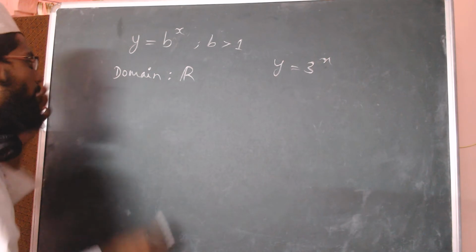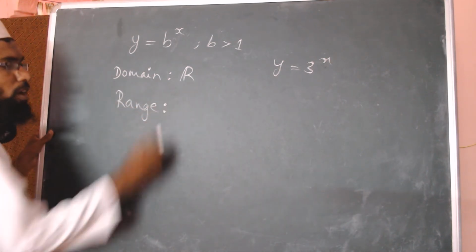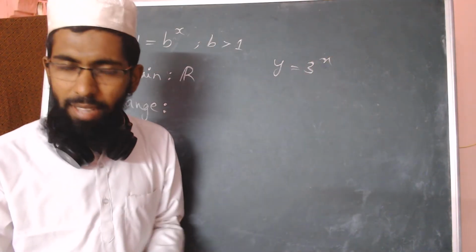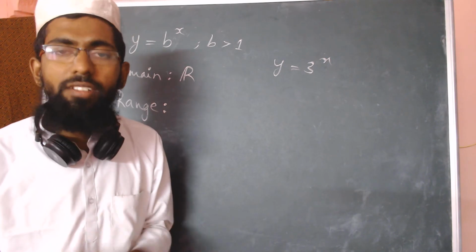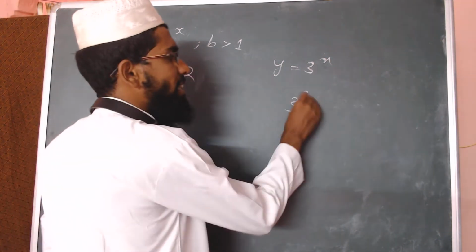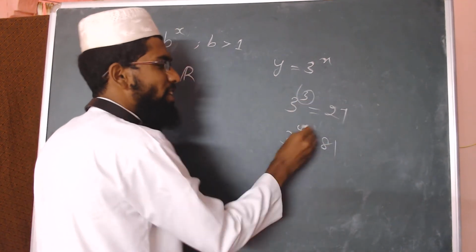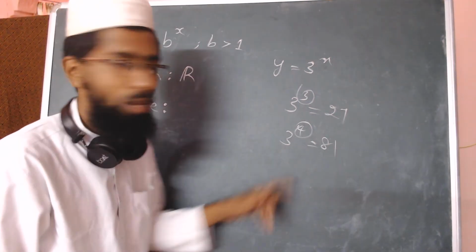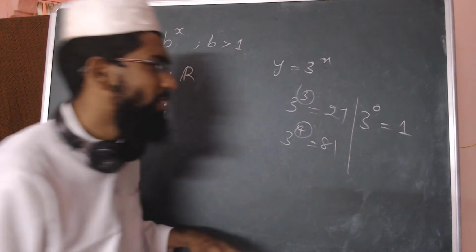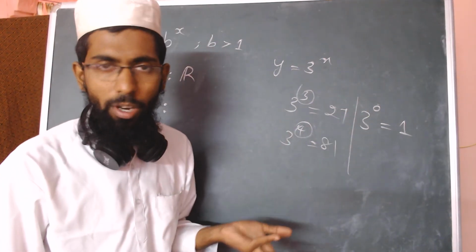Now the range. Whatever real number I substitute, I'll definitely get a positive number as the answer. I'll not get negative numbers or 0. The reason is, let me check. If I substitute a positive number, 3 power 3 is 27, 3 power 4 is 81. So if I substitute any positive number, we'll definitely get a positive number. What is 3 power 0? 3 power 0 is 1. So if I substitute 0 or a positive number, the answer will definitely be positive. We are clear with it.